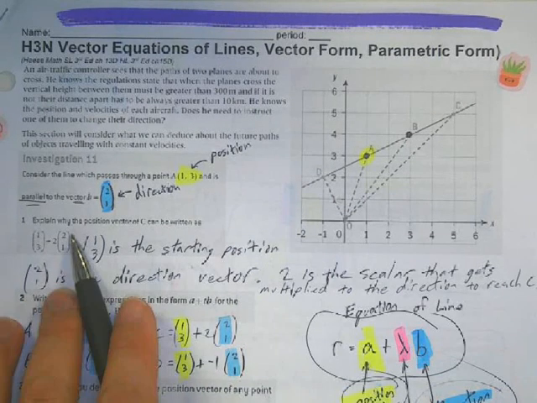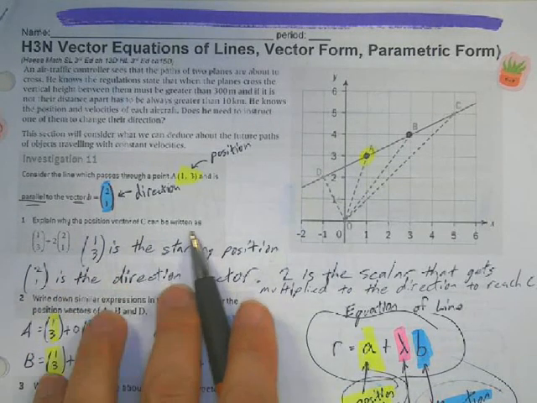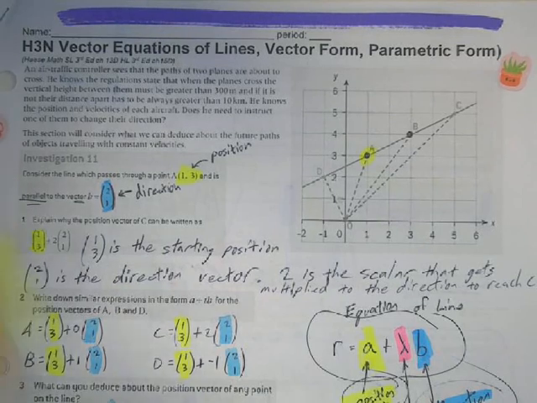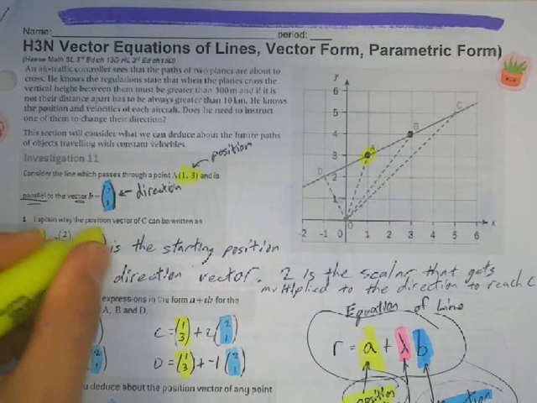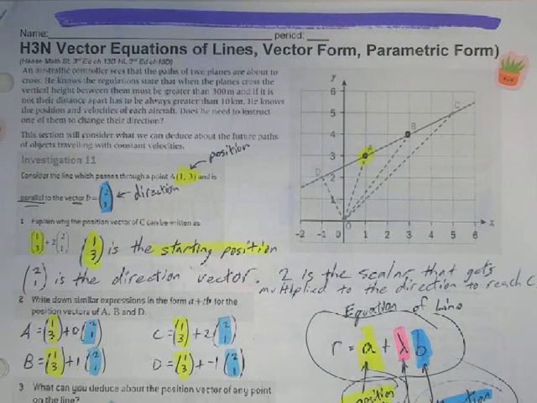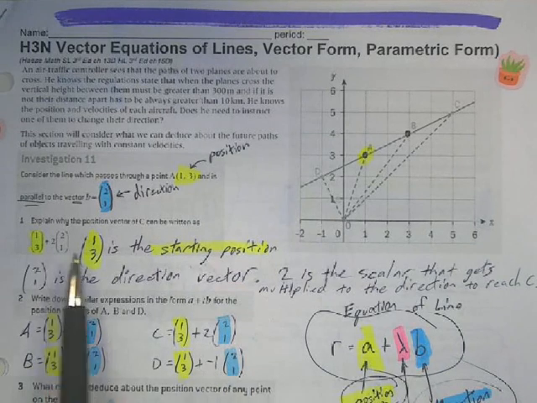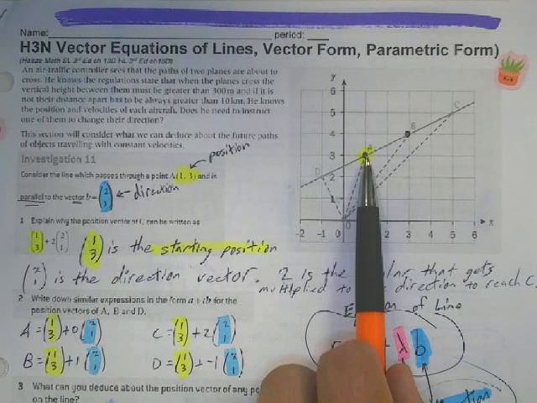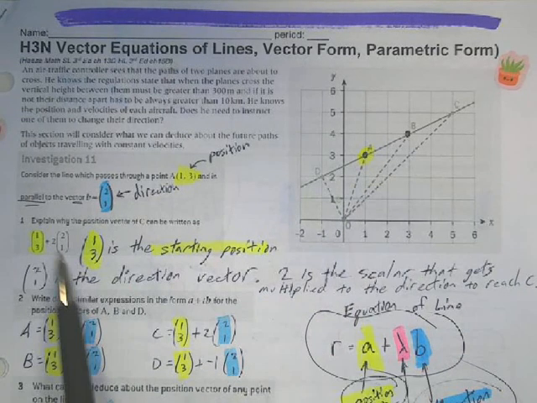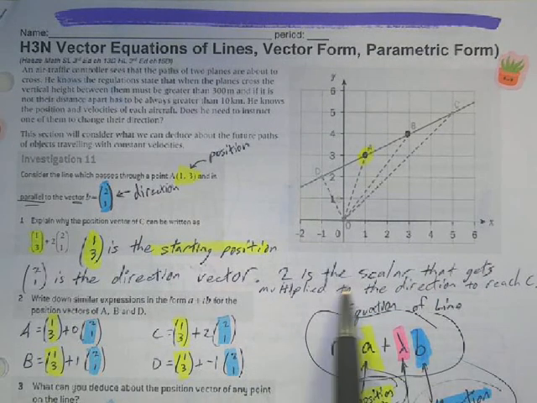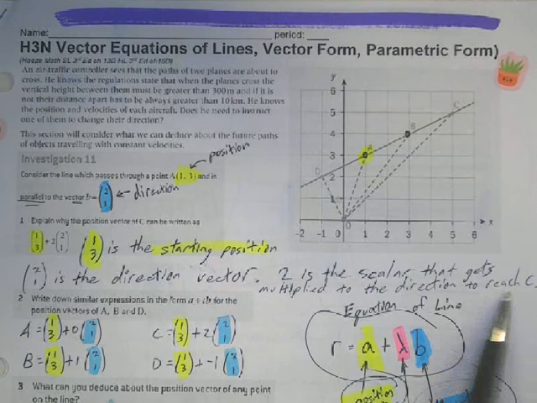Explain why the position vector of C can be written like this. So basically, if I'm starting from here, (1, 3) is our starting point, and (2, 1) is our direction vector. If I multiply our direction vector by 2, instead of going over 2, 1, it's going to make us go over 4 and 2. So 2 is our scalar that gets multiplied by the direction that takes us all the way to C.